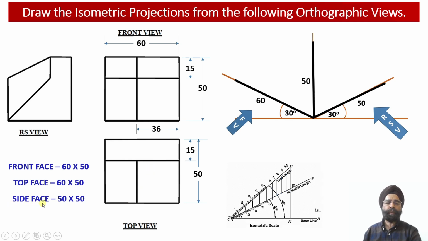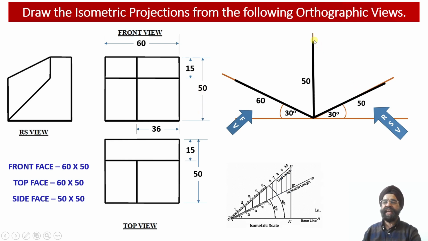And finally, corresponding to the side face, we have observed the dimensions will be 50 millimeter by 50 millimeter. So we can check this dimension of the width happens to be 50 millimeter, which we have obtained from the top view projection, and the height of the solid happens to be 50 millimeter. So this height has been marked into the front view projections.